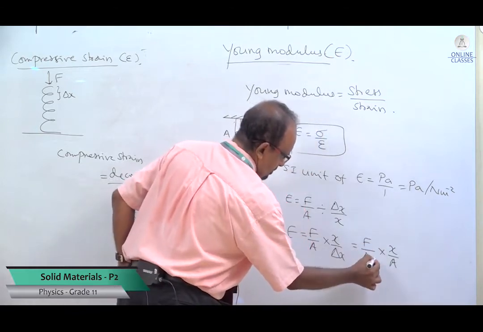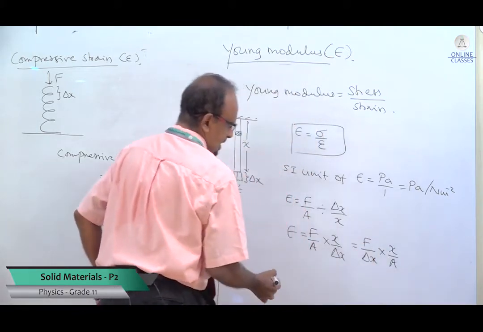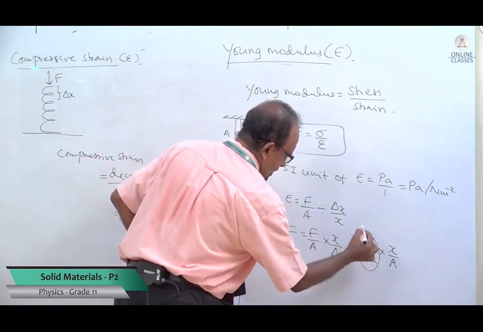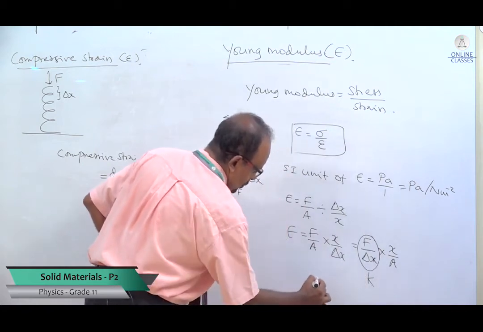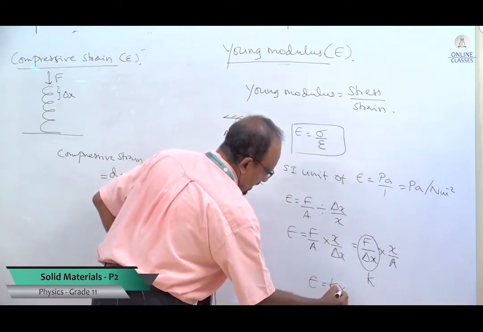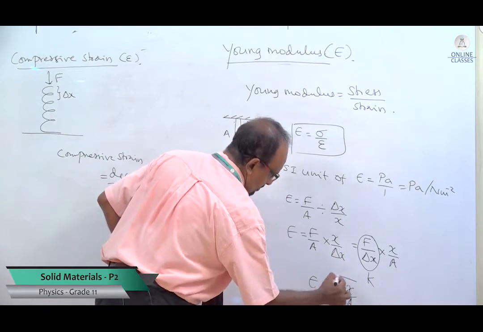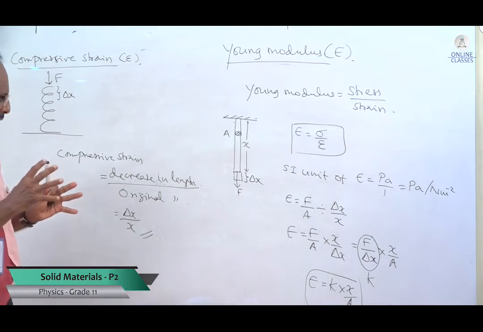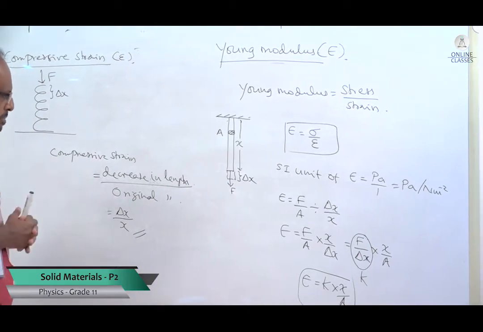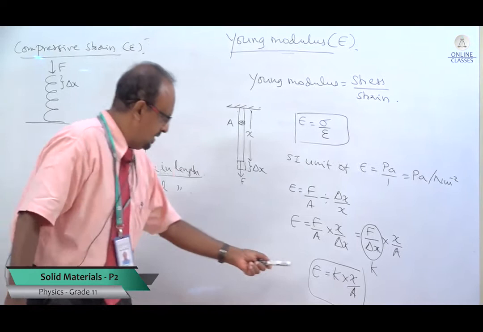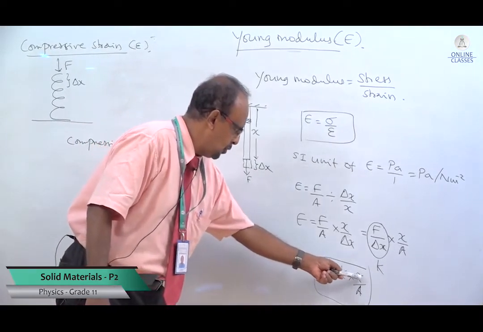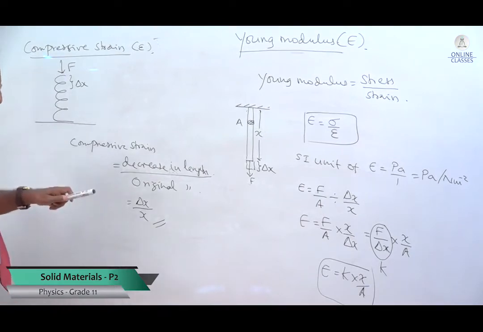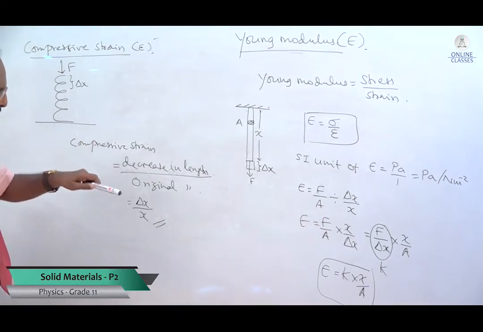So we can say that the force per unit extension, this part F over delta x, will be k. So Young modulus will be k times x over A. You can see that Young modulus depends on the stiffness of the material. And you can see the Young modulus is k into x over A. The k will be the stiffness constant, which we have learned earlier, force per unit extension.